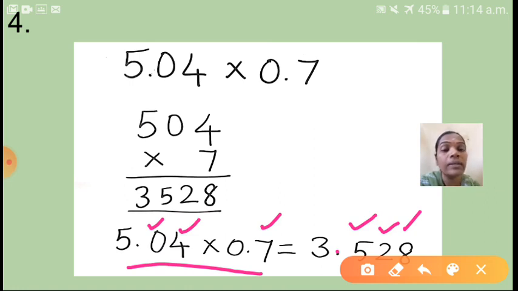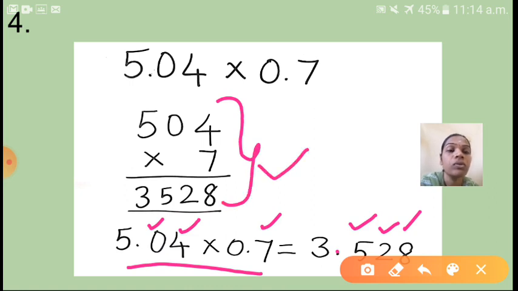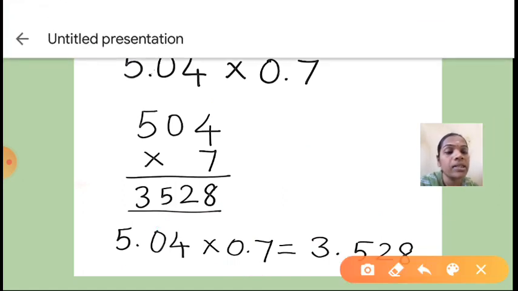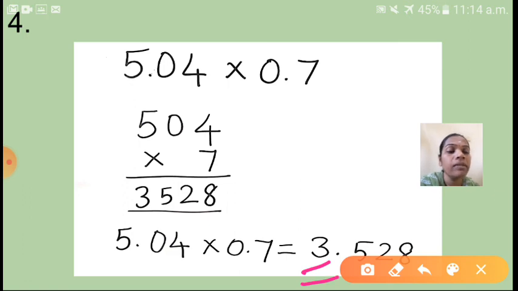Children, if you are doing this method, you have to show this multiplication. Okay, don't forget, you have to show this multiplication because it carries marks. Okay children, so see here, your final answer is 3.528. Okay, so children, I hope you understood today's session.